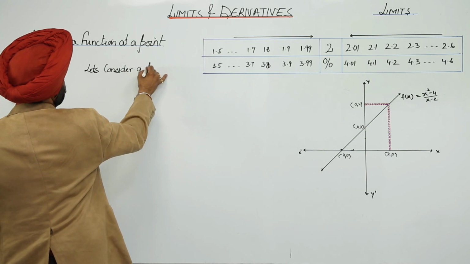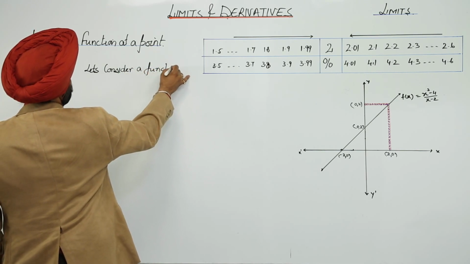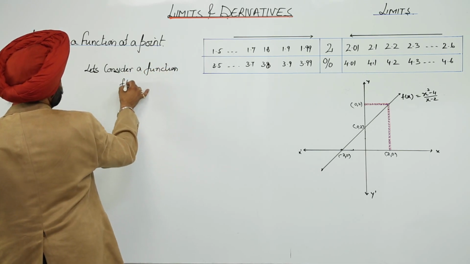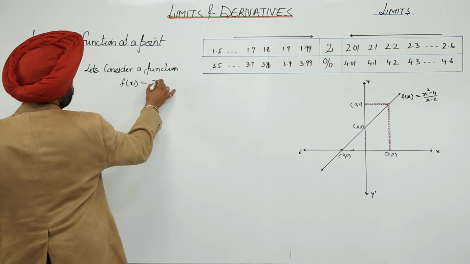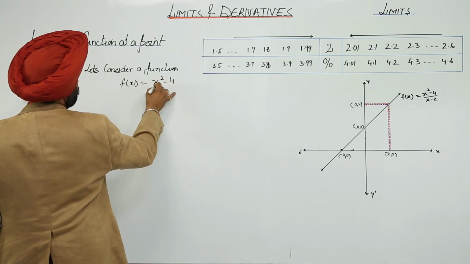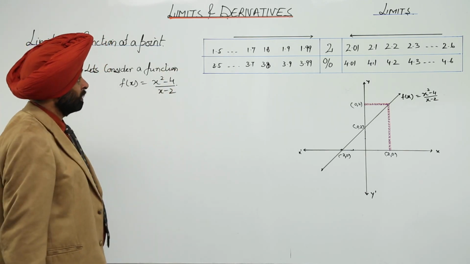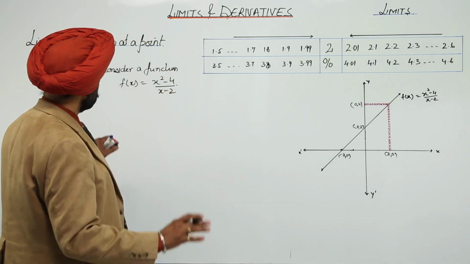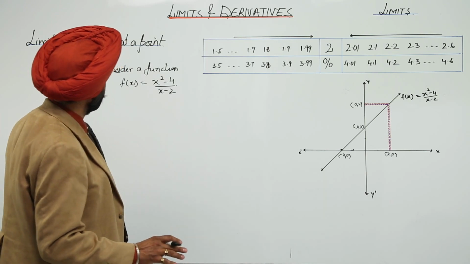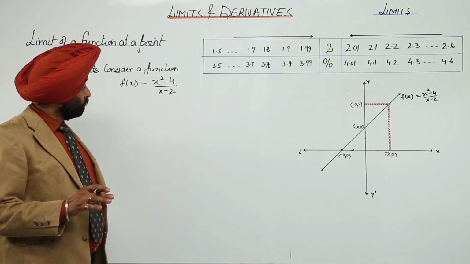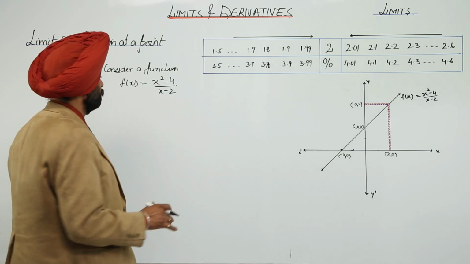a function. Now what is the function? f(x) is equal to (x square minus 4) upon (x minus 2). This is the function, f(x) is equal to x square minus 4 divided by x minus 2.